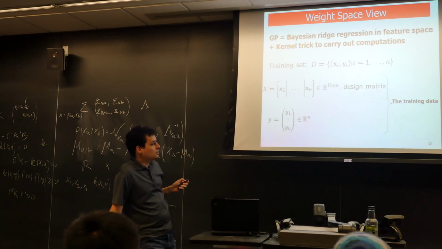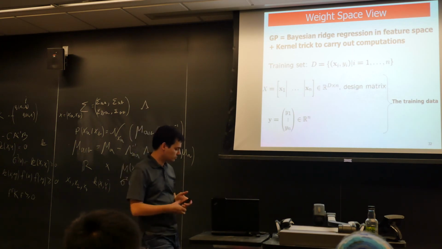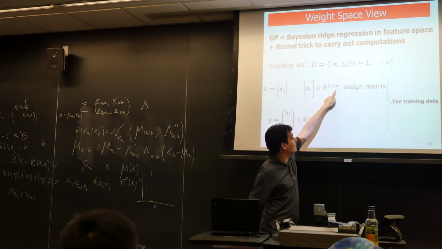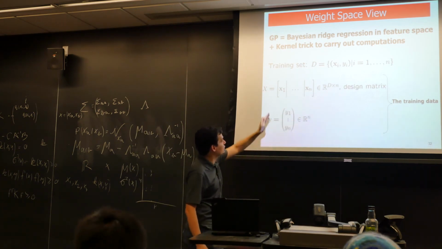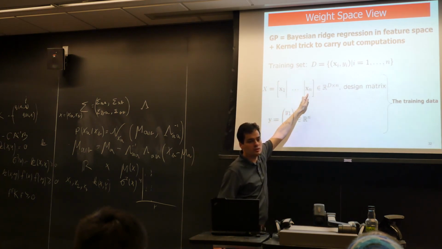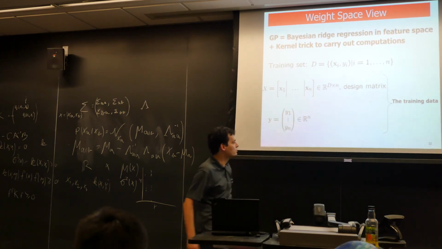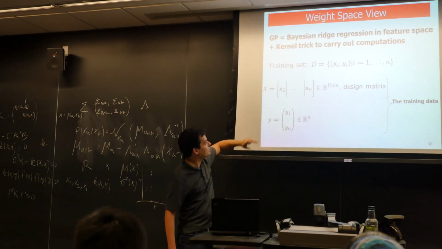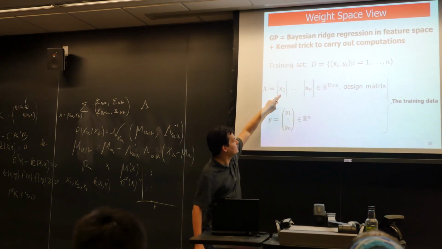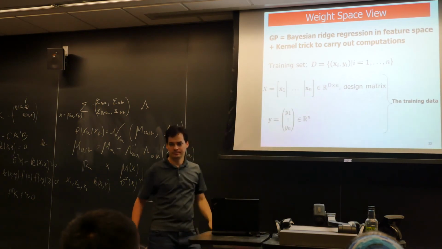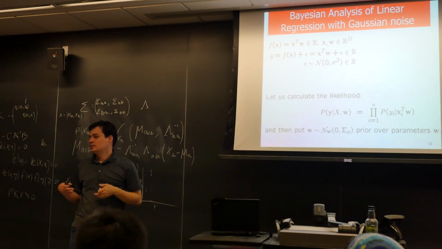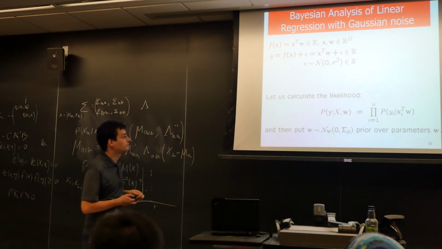Okay, so notations. This is the training set. I create X, a capital D times N design matrix. These are all my input feature vectors, the N capital D-dimensional feature vectors, and Y are the outputs. Our goal in regression is to learn a map from Xi to Yi, and we will do that with linear ridge regression.